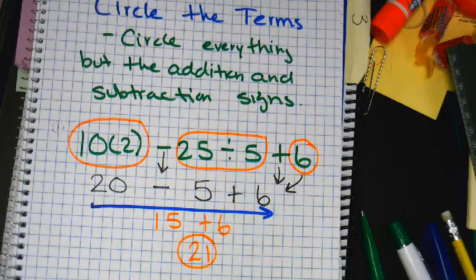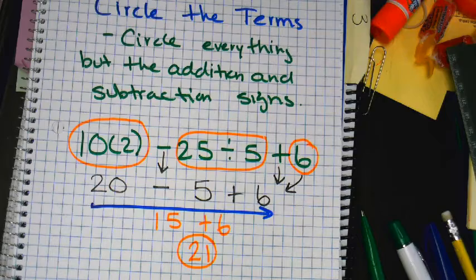Now let's do it the wrong way. What if I did add 5 plus 6 first? What's 5 plus 6? 11. So what's 20 minus 11? 9. You would get 9 instead of 21, and it would be wrong. You have to use the correct order of operations to solve it correctly.